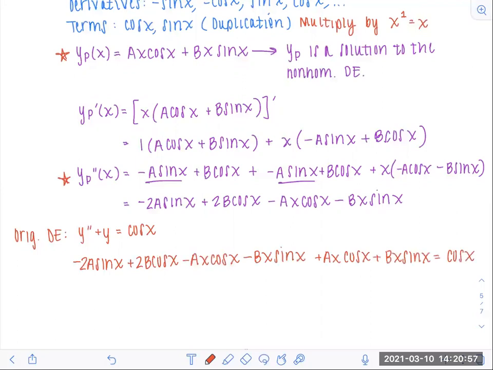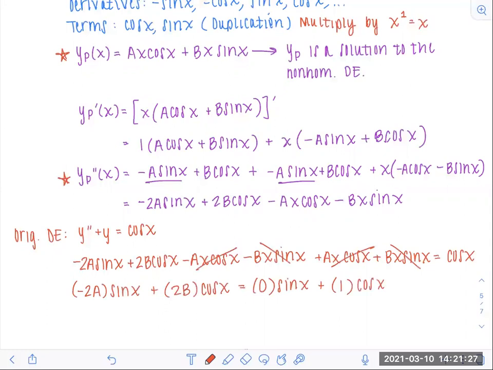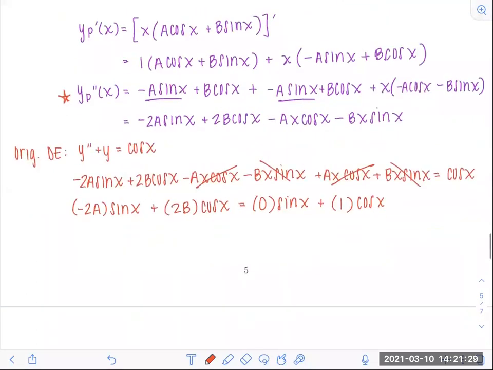All right, so luckily what we see is I have plus and minus ax cosine x, and same with the x sine x functions. So in the end here, I have a negative 2a sine x on the left and a positive 2b cosine x on the right. I have 0 sine x's on the left and 1 cosine x on the right. So I can now equate coefficients, and looking at this, I see that a equals 0 and b equals 1/2.